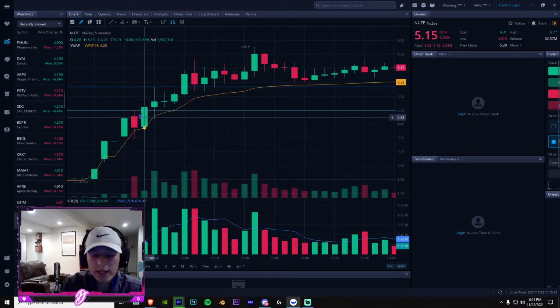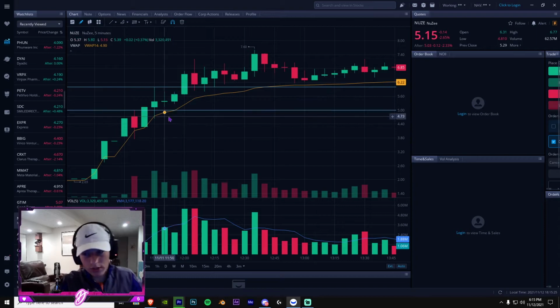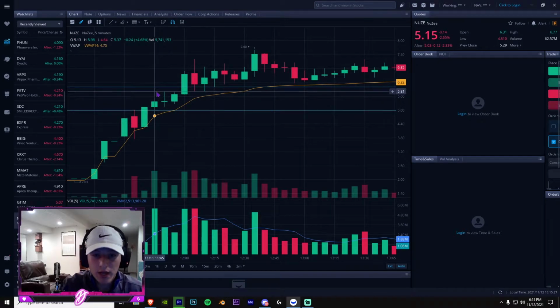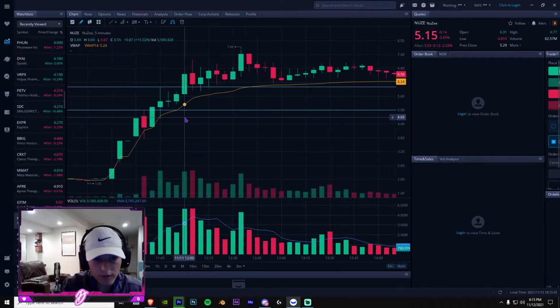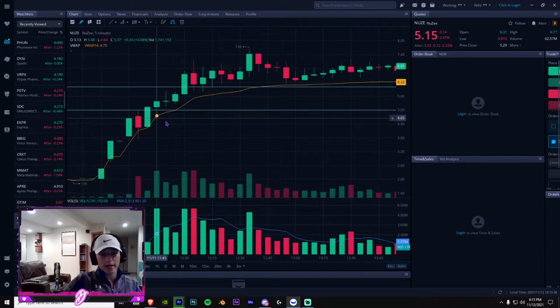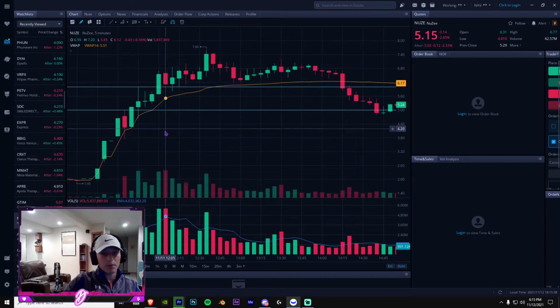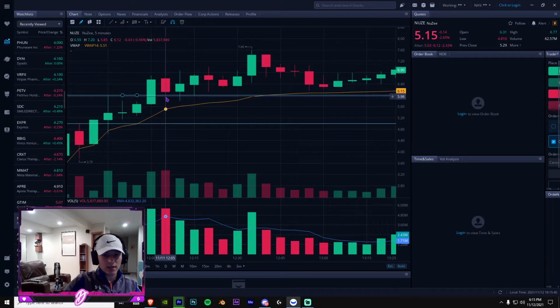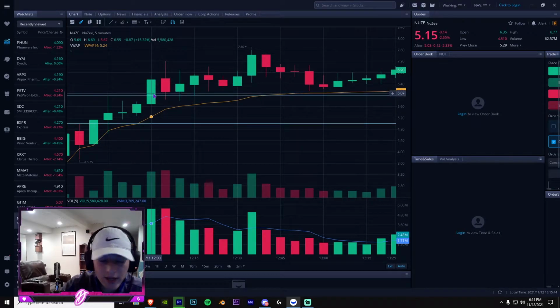So like I said, if it breaks psychological resistance, so in this situation it breaks 5 and it goes to 5.80, I try to get filled around 5.15, 5.30. And it's not the end of the world if you don't get filled. If it keeps going up and it doesn't ever go back to your fill, keep watching it, because if it breaks the next psychological resistance, like we see here, we see it break 6 right here, you can now put your limit at like 6.15.